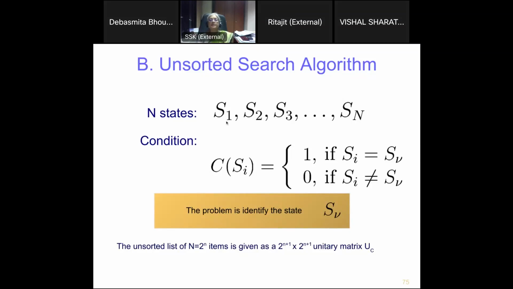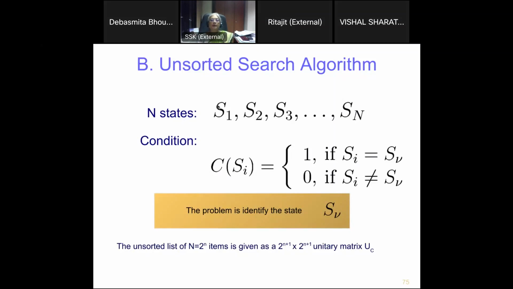Now, if this had been sorted, we could have applied binary search and we would have got the answer in big O of log of capital N here. But this is not sorted, so therefore I have to keep looking at all the entries.